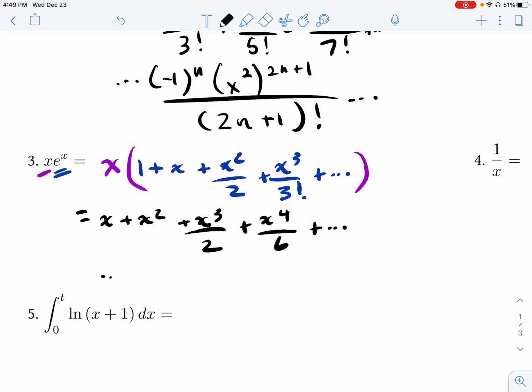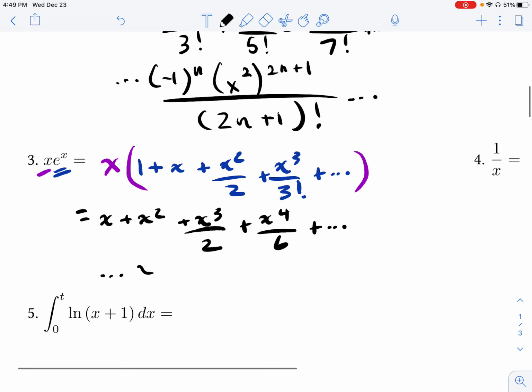And then our general term, which is x times x to the n. So x times x to the n would be just x to the n plus 1 over n factorial. And there's our power series for x times e to the x.